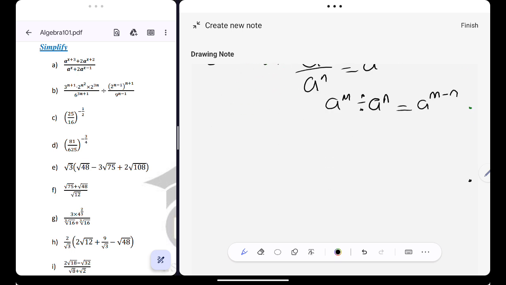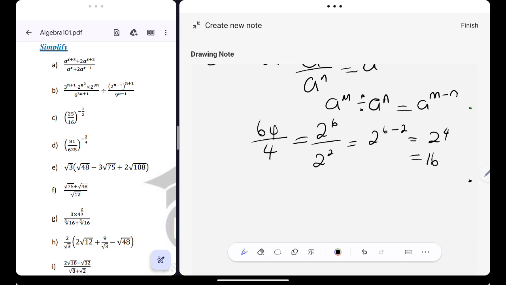Okay, so for example, you will have, let me say, 64 divided by 4. 64 can be written as 2 to the power 6. 4 is 2 to the power 2. Then if you are dividing bases that are the same, you simply say 2 to the power 6 minus 2. You'll get 2 to the power 4. And 2 to the power 4 is 16.